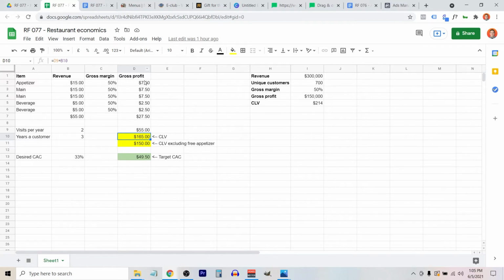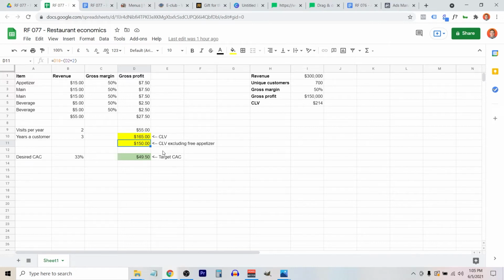And so we're losing out on this $7.50 of profit, but then we also have to pay for the cost of that appetizer as well, which is a total of $15, right? So we're going to subtract 15, so our actual customer lifetime value is $150. Now we need to think, okay, that's our profit. What are we comfortable spending to acquire that customer in the first place?